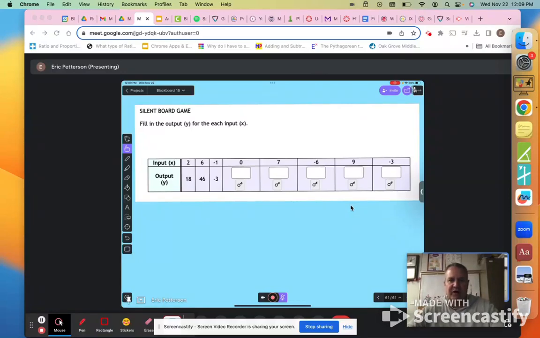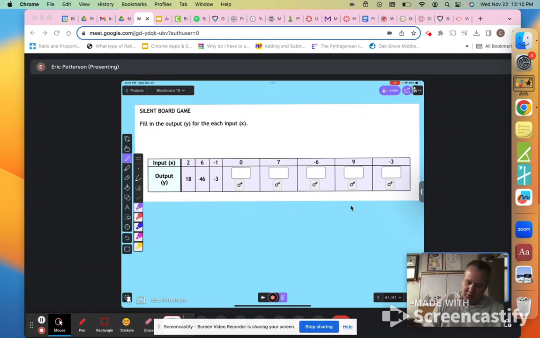Pedersen. I'm going to show you how to do a problem with a function table. In this problem, I have 3 points that I know. If my input's 2, my output's 18. If my input's 6, my output's 46. And if my input's -1, my output is -3. What I need to do for this problem is write the rule so I can finish off this table. So let's go ahead and try and find the rule to begin with.